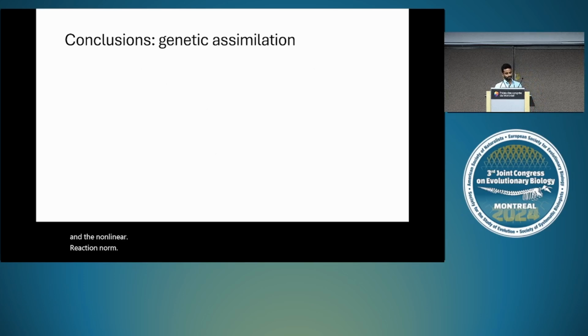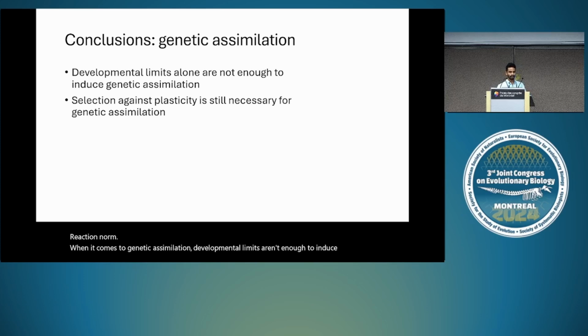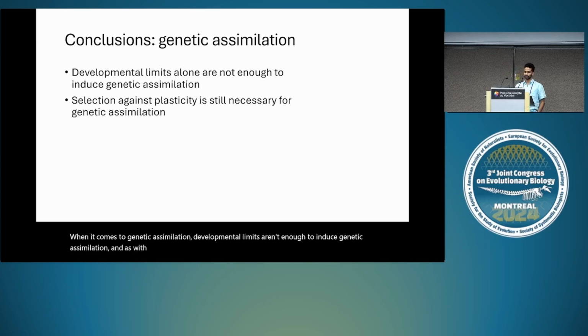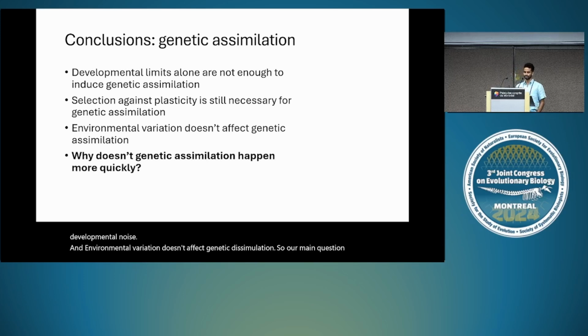So when it comes to genetic assimilation, developmental limits aren't enough to induce genetic assimilation. And as with previous models with linear reaction norms, selection against plasticity is still necessary for genetic assimilation to happen, either in the form of plasticity costs or developmental noise. And environmental variation doesn't affect genetic assimilation. So our main question still remains unanswered, which is why doesn't genetic assimilation happen more quickly?